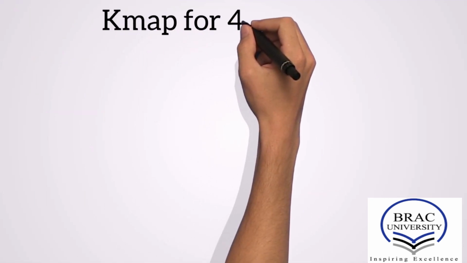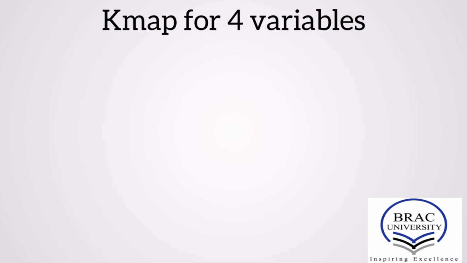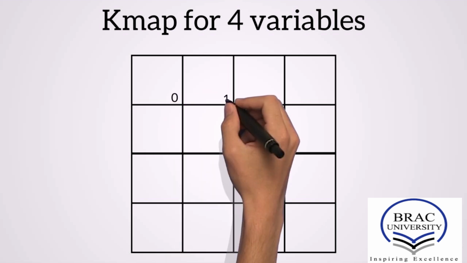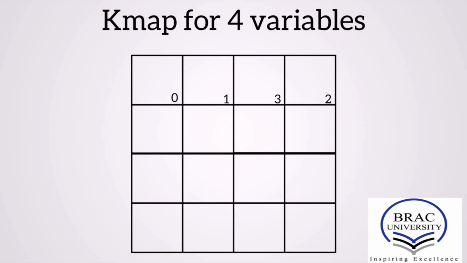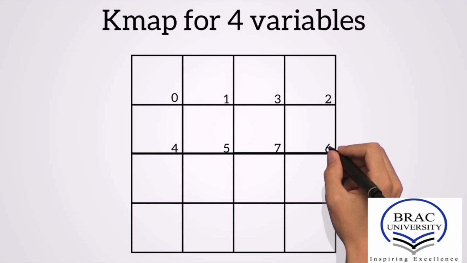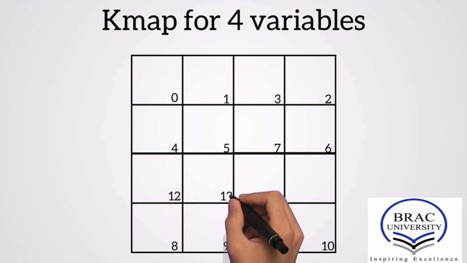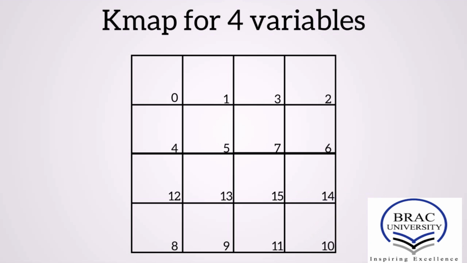Firstly, we will draw our K-map. So for 4 variables, we get 2 to the power 4, that means 16 possible combinations and 16 min terms. So the numbering is like this. In the first row, we get 0, 1, 3 and 2 serially. Second row, we get 4, 5, 7, 6 serially. Next, 8 starts from the last row, that is the 4th row. So in the 4th row, we get 8, 9, 11 and 10. Lastly, 12, 13, 15 and 14 sit in the 3rd row.